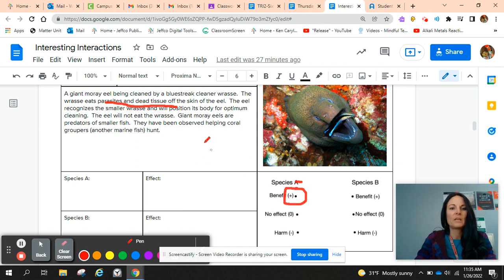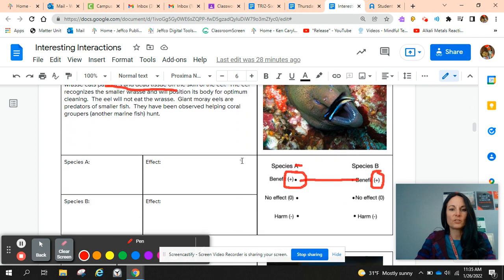Okay. Then we look at the wrasse, what we wrote for the wrasse right here. And what we wrote is that it's getting food. Okay. The parasites and the dead tissue. So any organism getting food, that's a positive thing. So I see that each species is getting something positive. So I draw my arrow from the plus sign in benefit to the other plus sign benefit. Okay. So that's your answer. Those are your answers for interaction A.